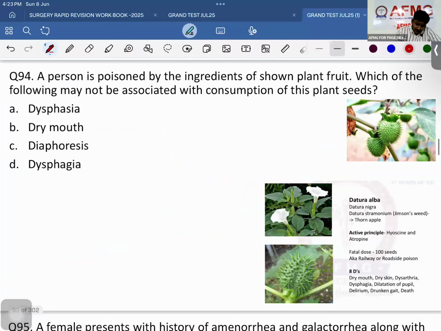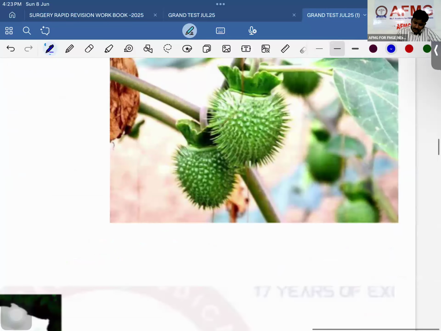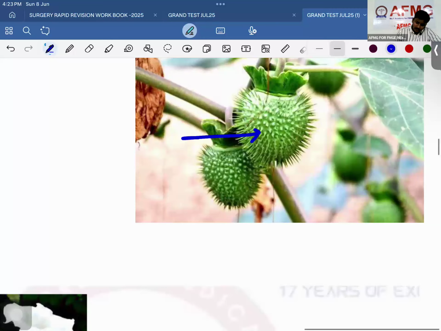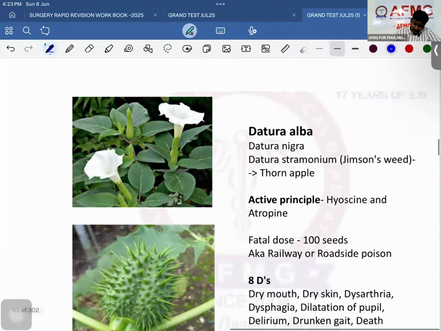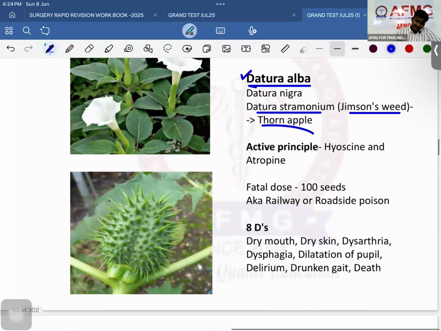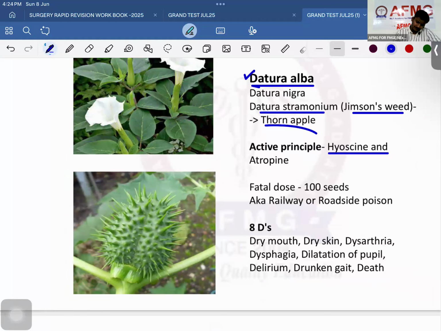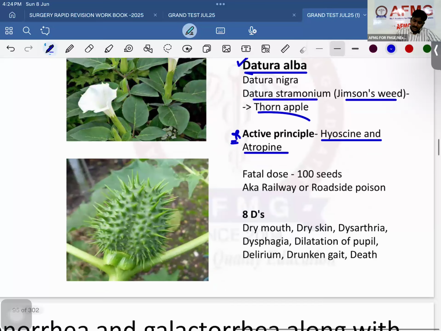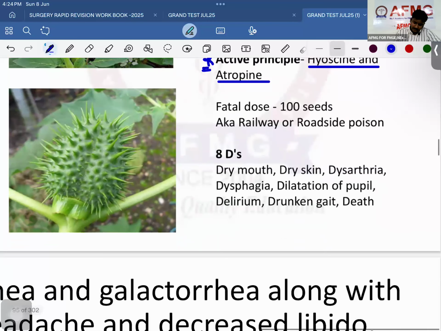Question number 94, easy. A person is poisoned by the ingredients of the shown plant fruit. So we know this plant fruit is nothing else but Dhatura. So this is definitely Dhatura alba. There is also Dhatura nigra. And this is known as Dhatura stramonium, also called Jimson's weed or thorn apple. Active principle of Dhatura is hyoscine and atropine, which are anticholinergic agents. Due to that, the patient will develop these 8 Ds.